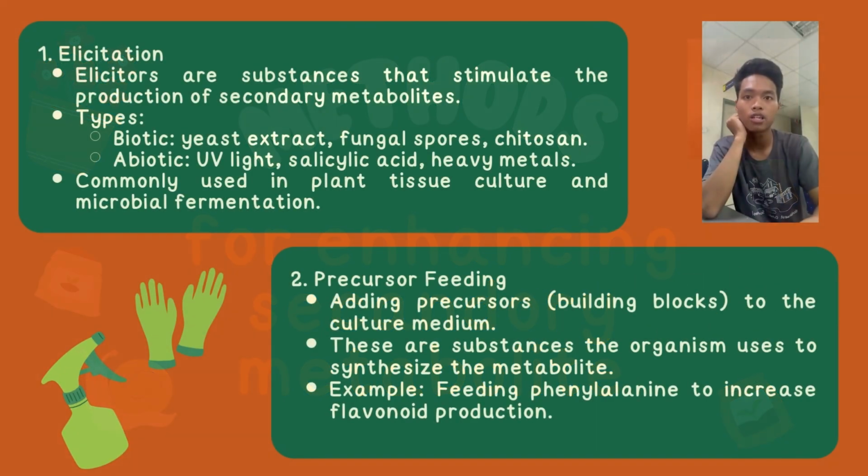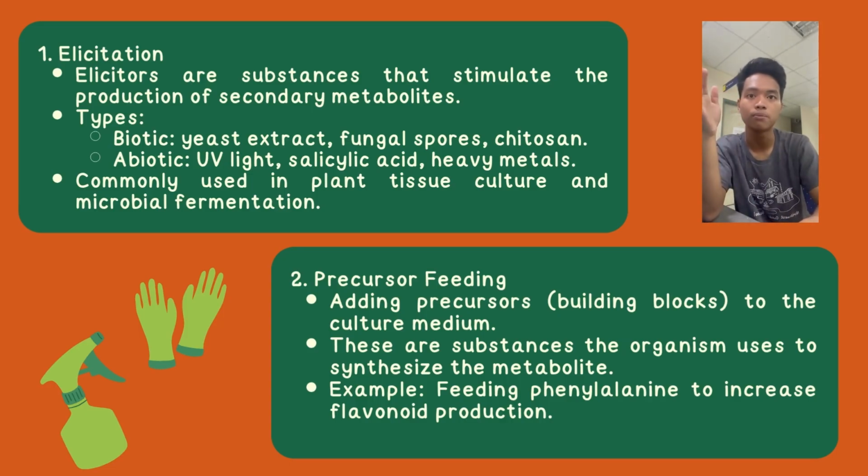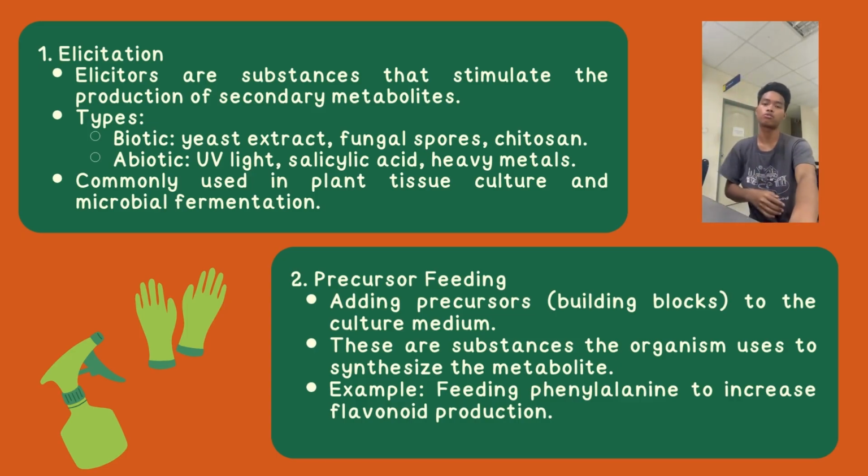This method is elicitation. So this technique involves exposing cells or tissues to certain stimuli, which is elicitors, and this is to trigger the biosynthesis of secondary metabolites. So elicitors mimic stress conditions, prompting the organism to boost its natural defense mechanisms, which often includes metabolite production. So basically, there are two types of it, which is biotic elicitors and abiotic elicitors. For example, applying UV light to plant cell cultures can significantly increase the production of flavonoids or alkaloids. It's a cost-effective and non-genetic method widely used in labs and industry.